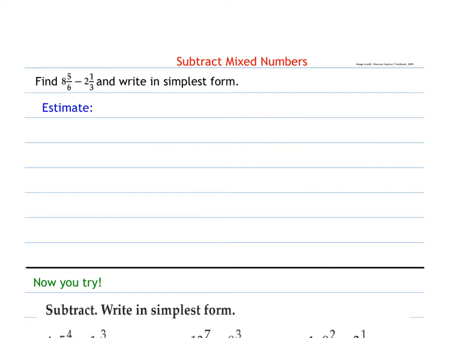Now we're looking at subtracting mixed numbers, same thing as before. So we follow the same steps as addition, but now we are subtracting. I'm going to estimate here. 8 and 5/6 is pretty close to 9. 2 and 1/3 is close to 2, so my answer should be somewhere around 7, give or take a little.